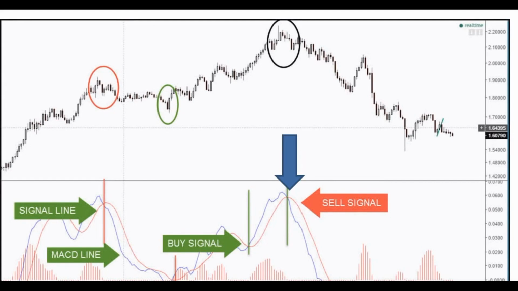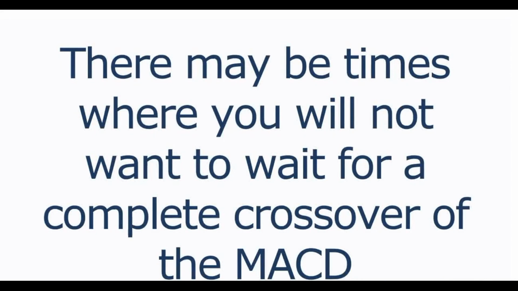Once the MACD line crosses over the signal line to the downside, that would be bearish, and you could use that as a signal. Conversely, if the MACD line crosses to the upside, you'd be bullish, and you can use that as a buy signal. And we talked about the fast line being a proxy for momentum, and there may be times where we will not want to wait for a complete crossover of the MACD to take a trade.